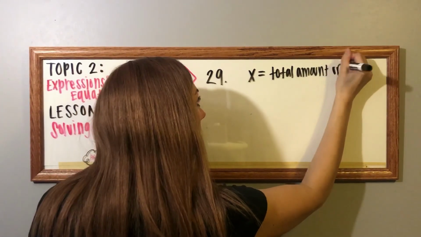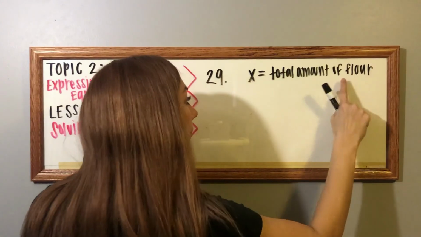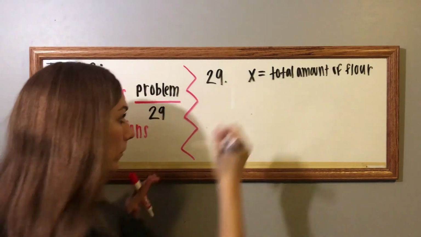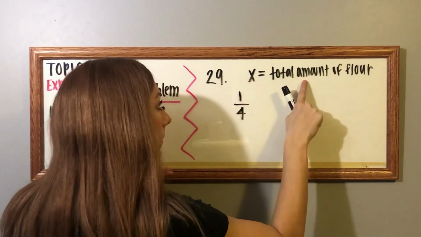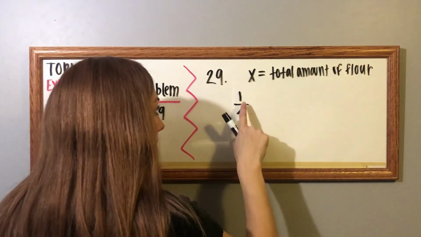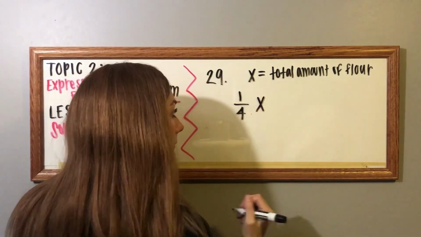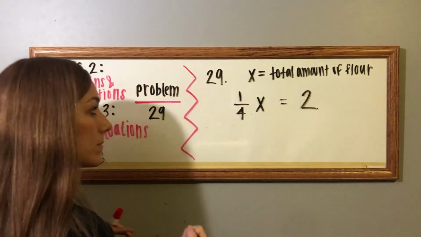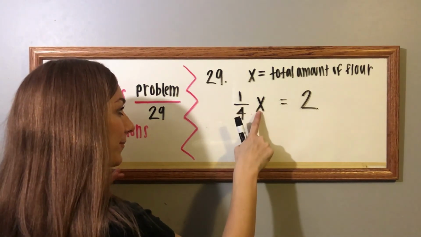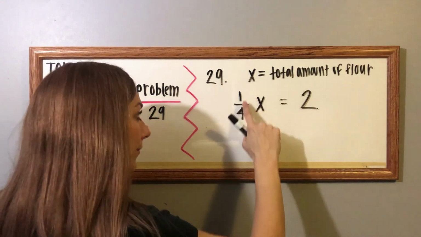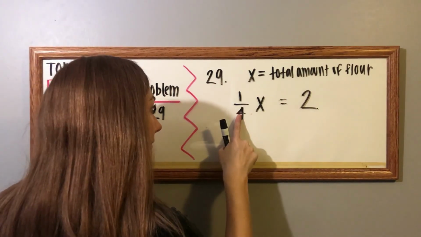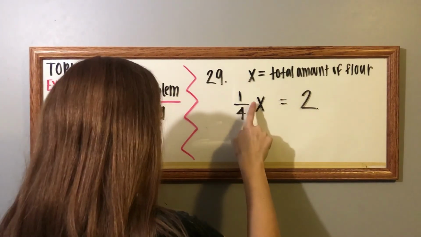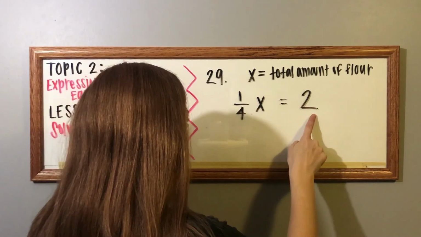So I know that I don't have that information, so I have x. I don't know what the total amount is, but I do know that Nina has put 1/4 of the total amount into her recipe so far. So 1/4 of the total amount of flour is going to be 2. So I can come up with an expression that says x, which is the total amount of flour, times 1/4, because 1/4 of my total amount of flour is going to be the 2 cups that she's already put in. So I have x times 1/4, or 1/4 x, equals 2.